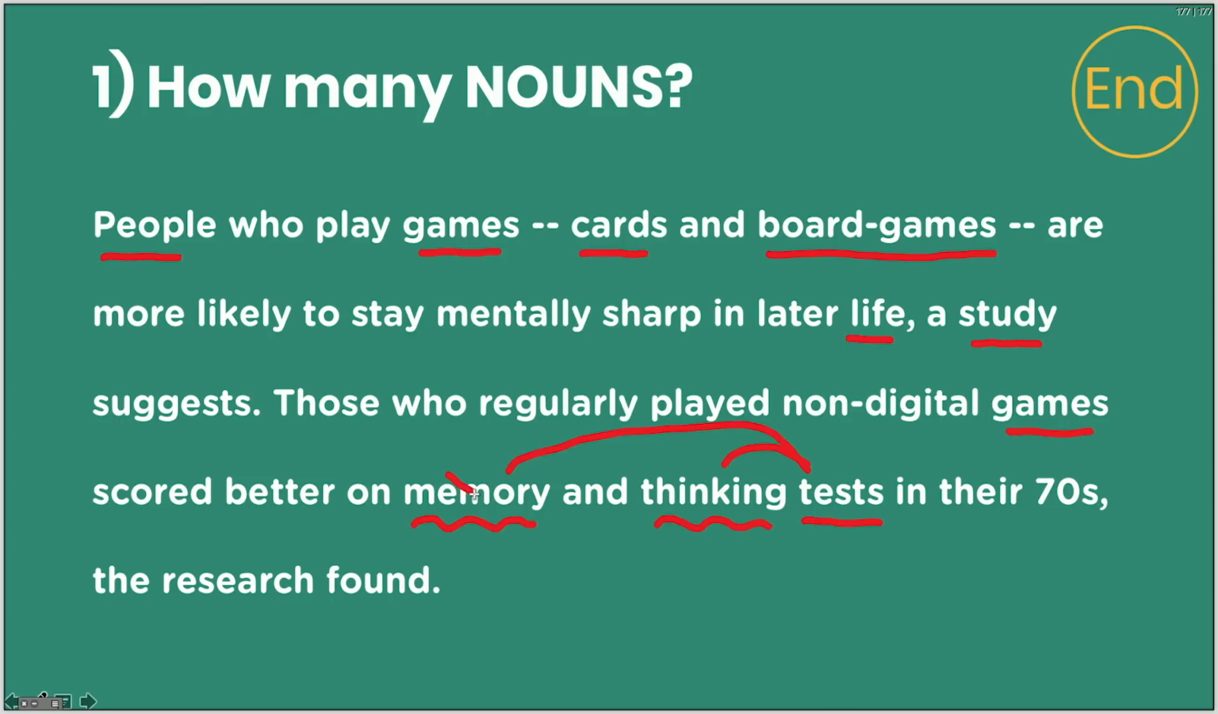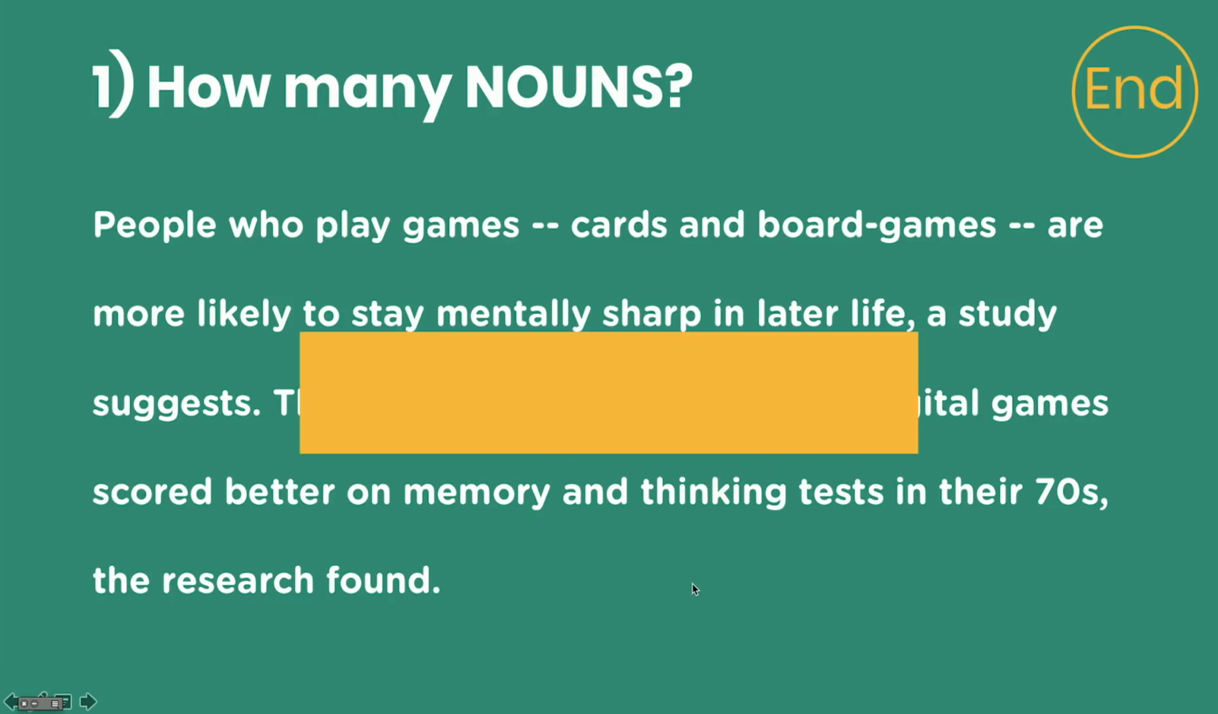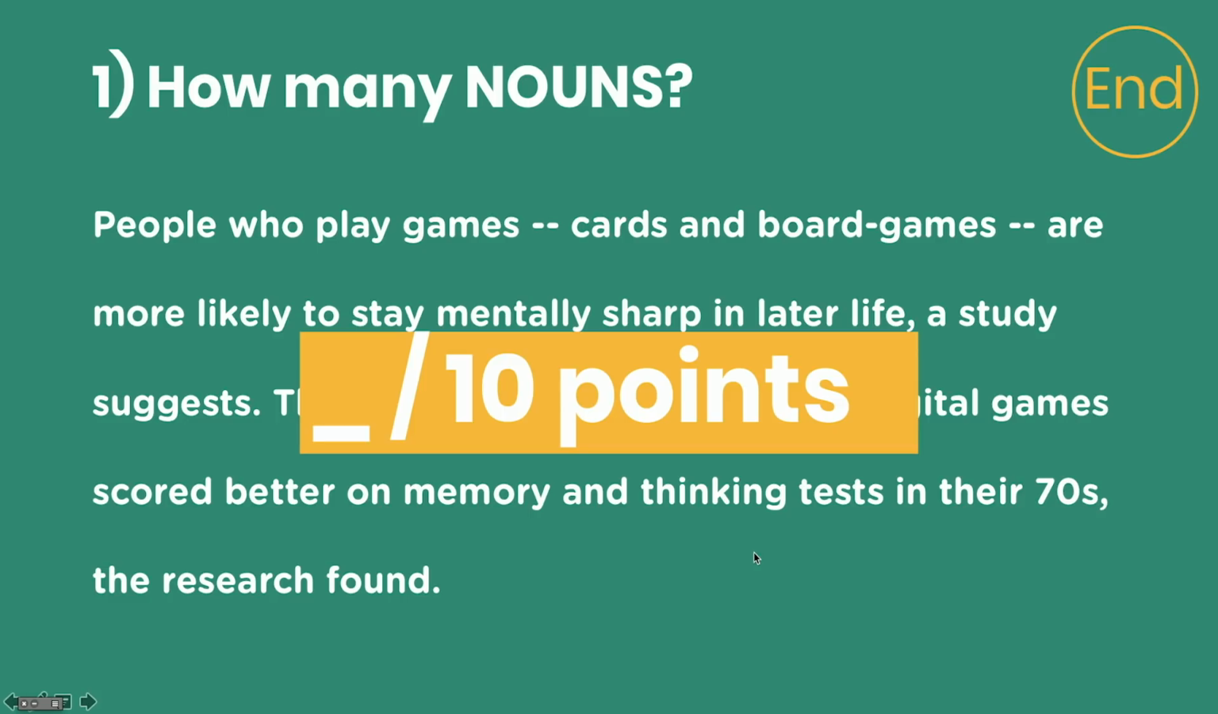So they do not count, just according to the context. If you looked at them by themselves, you could say, yes, that's a noun, but here it's functioning or it's playing a role as an adjective. But tests certainly is, 70s is, and research is. So in total, we have 1, 2, 3, 4, 5, 6, 7, 8, 9, and 10. So how many did you get there? Because that was out of 10 points.